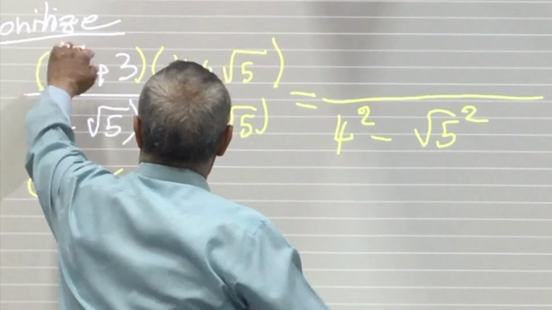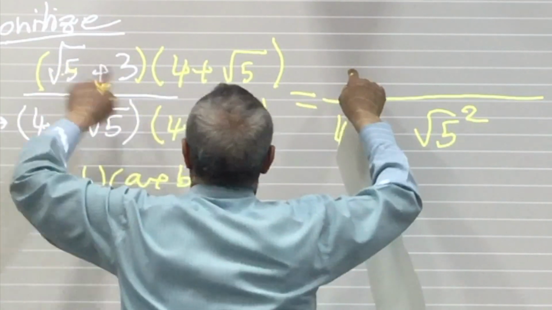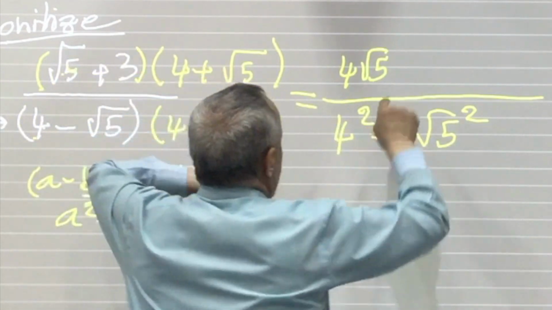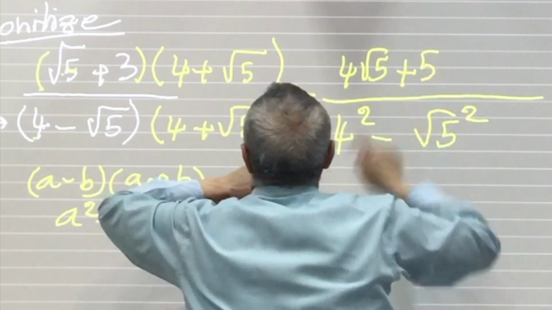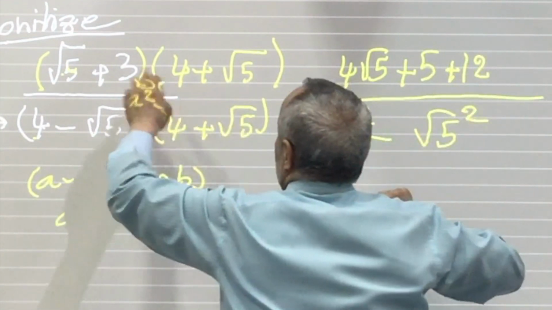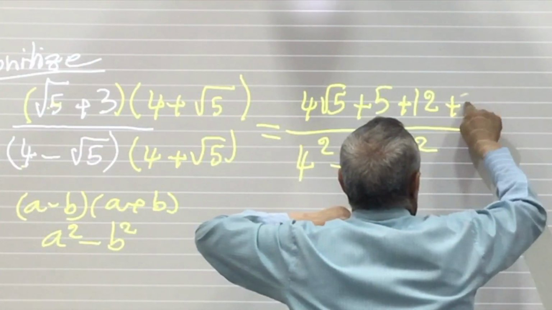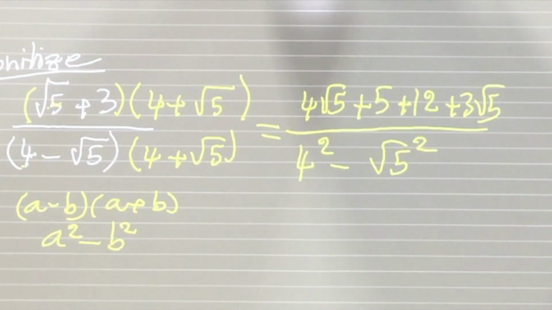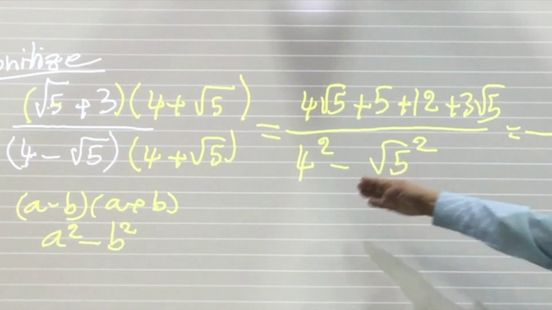And then you can multiply. Square root of 5 times 4 is 4 square root of 5. Square root of 5 times square root of 5 is 5. 3 times 4 is 12. 3 times square root of 5, 3 square root of 5. Can you see here? It's wise to multiply because it gets a simpler expression. Equals, here 16 minus 5, yeah?